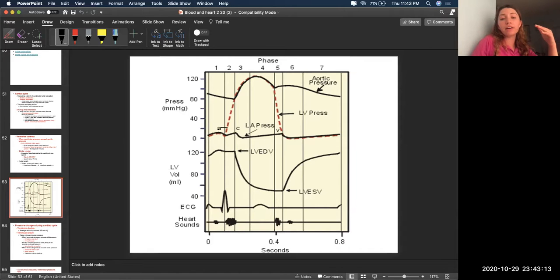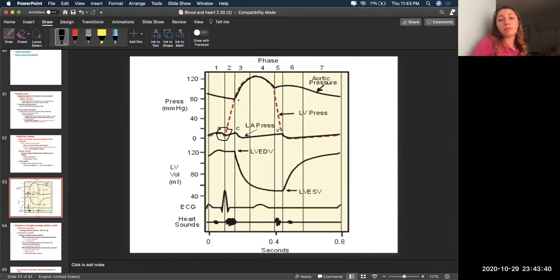And right here, this is where the AV valve will slam shut. Look at that dramatic effect, it will slam shut. And after this, it will be the end diastolic volume. The end diastolic volume is the most amount of volume that the ventricles have at the end of atrial contraction. So it's the most the ventricles will have.